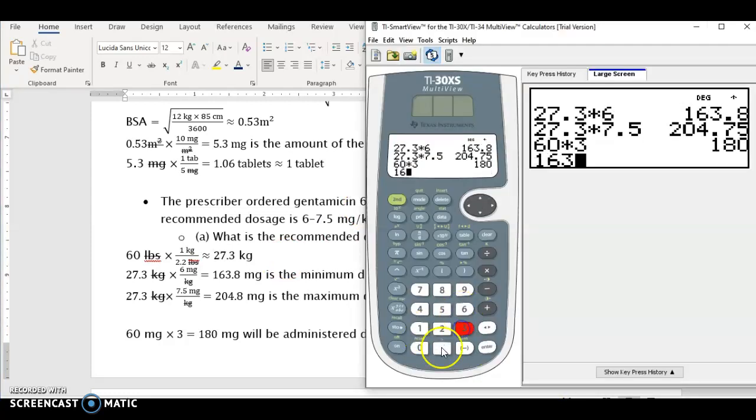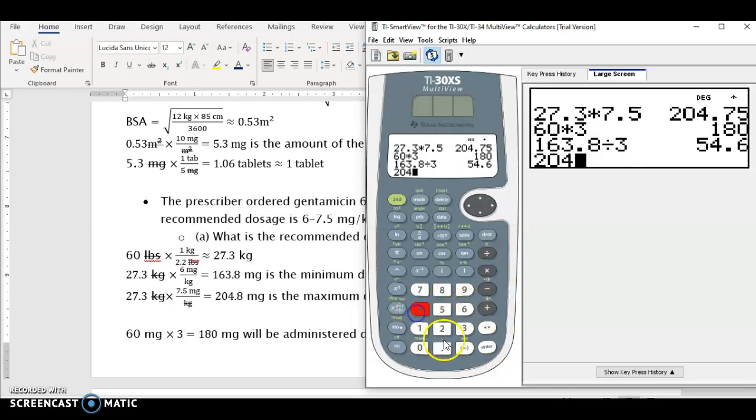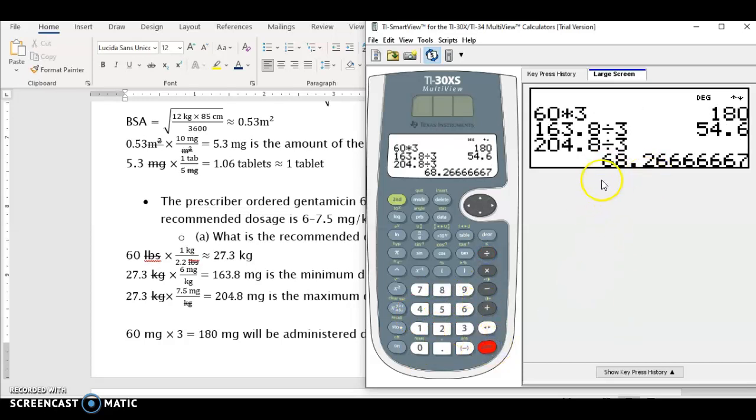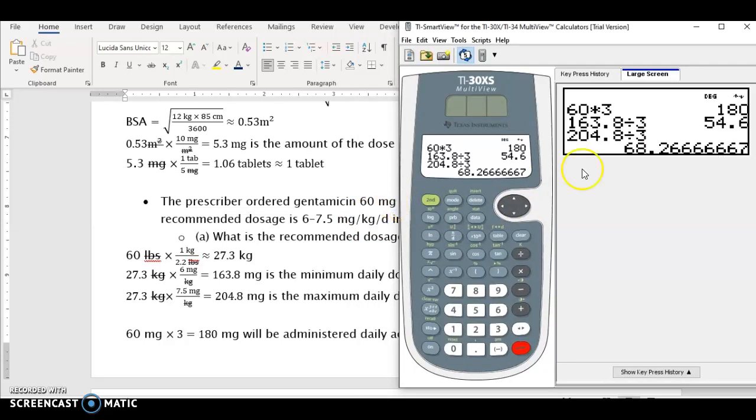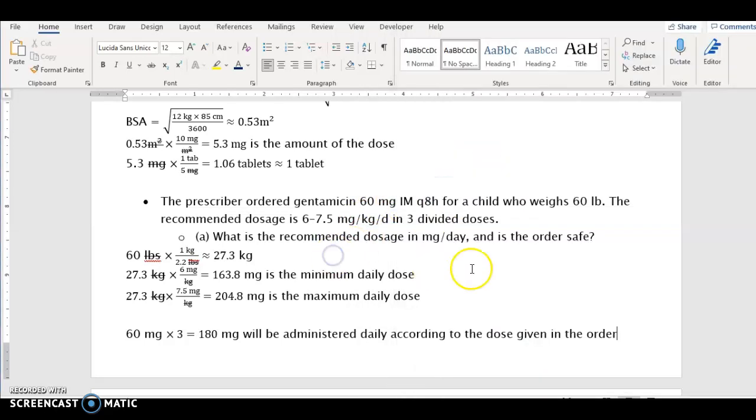So 163.8 divided by 3 gets 54.6. And likewise 204.8 divided by 3 is about 68.2, 68.3. So the minimum dose to be given every 8 hours would be 54.6, and likewise the maximum dose to be given every 8 hours would be 68.3. You can see that the 60 milligrams given in the order every 8 hours falls within that safe dose range. But this way is probably a little easier to follow.